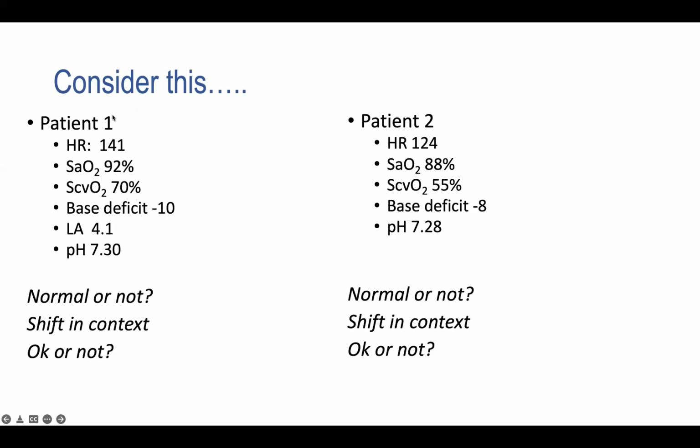So now we add in more information for patient number 1. He's got a base deficit of 10, negative 10. He's acidotic. His lactic acid 4.1. He's acidotic. His pH is 7.30. Why the heck does he have an SvO2 of 70%? Because he can't use that oxygen. This is not okay. He has a shift to the left in the face of metabolic acidosis, absolutely deadly.